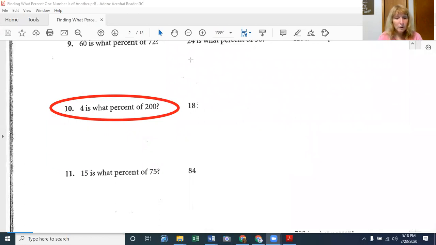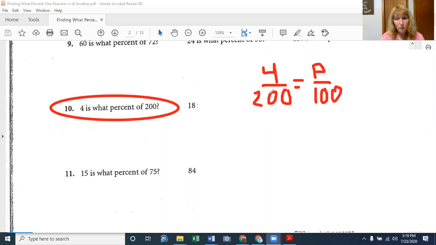And 4 is what percent of 200? Same thing, is over of. We got the "is." 4 is our "is." What's our "of"? 200. Equals, and we're missing percent, so that's our P over 100. Now before I do anything further, I'm going to reduce my 4 over 200. So let's use a different color.